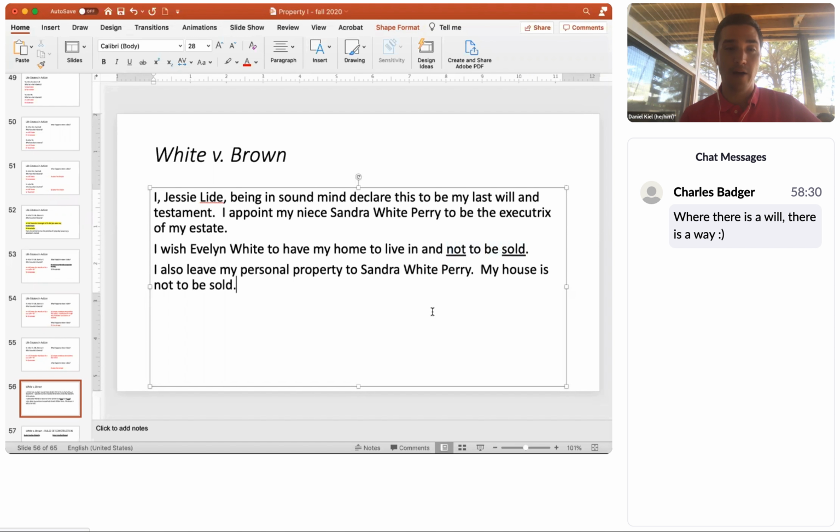My house is not to be sold. So, do you think that she wants the house to be sold? No. No, it seems pretty clear. If there's anything clear in this, it seems that she doesn't want the house to be sold.